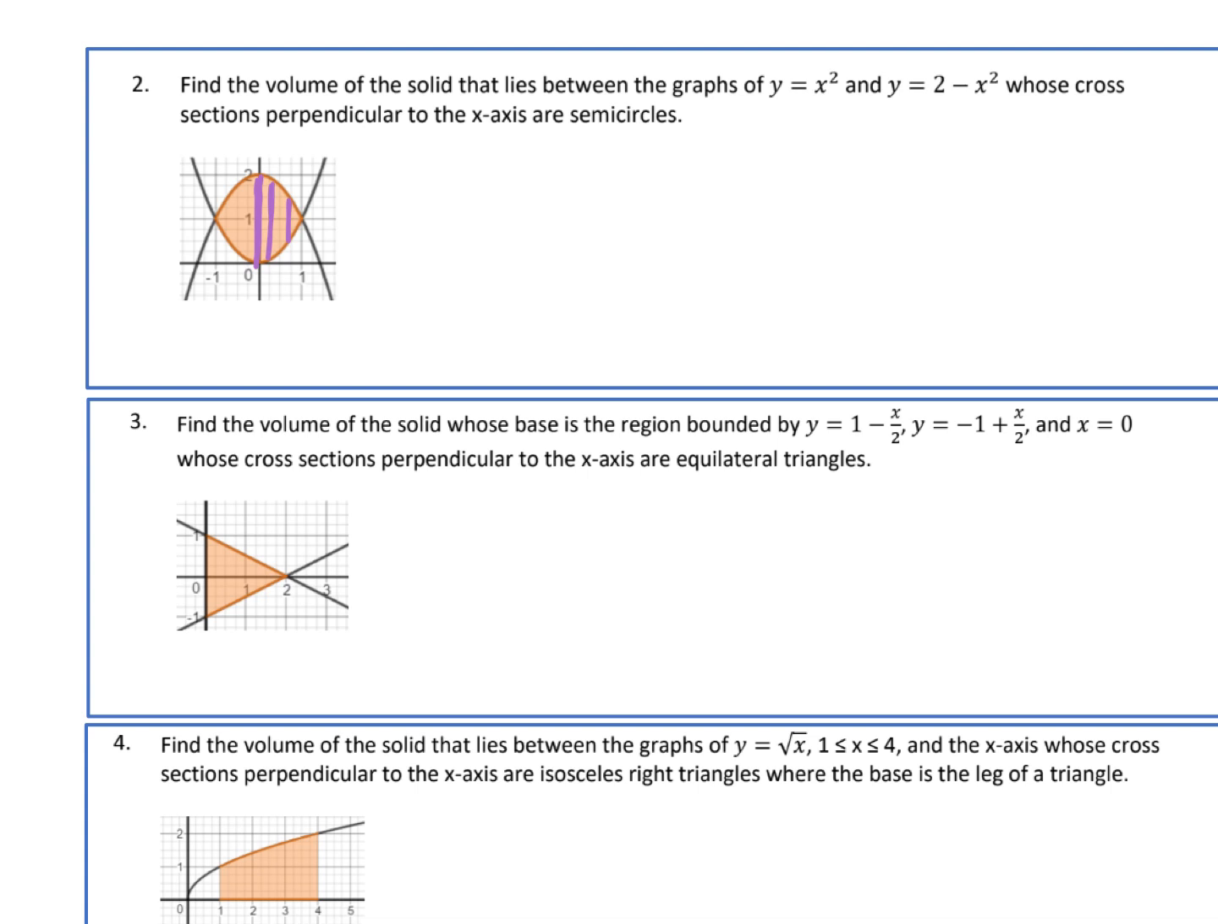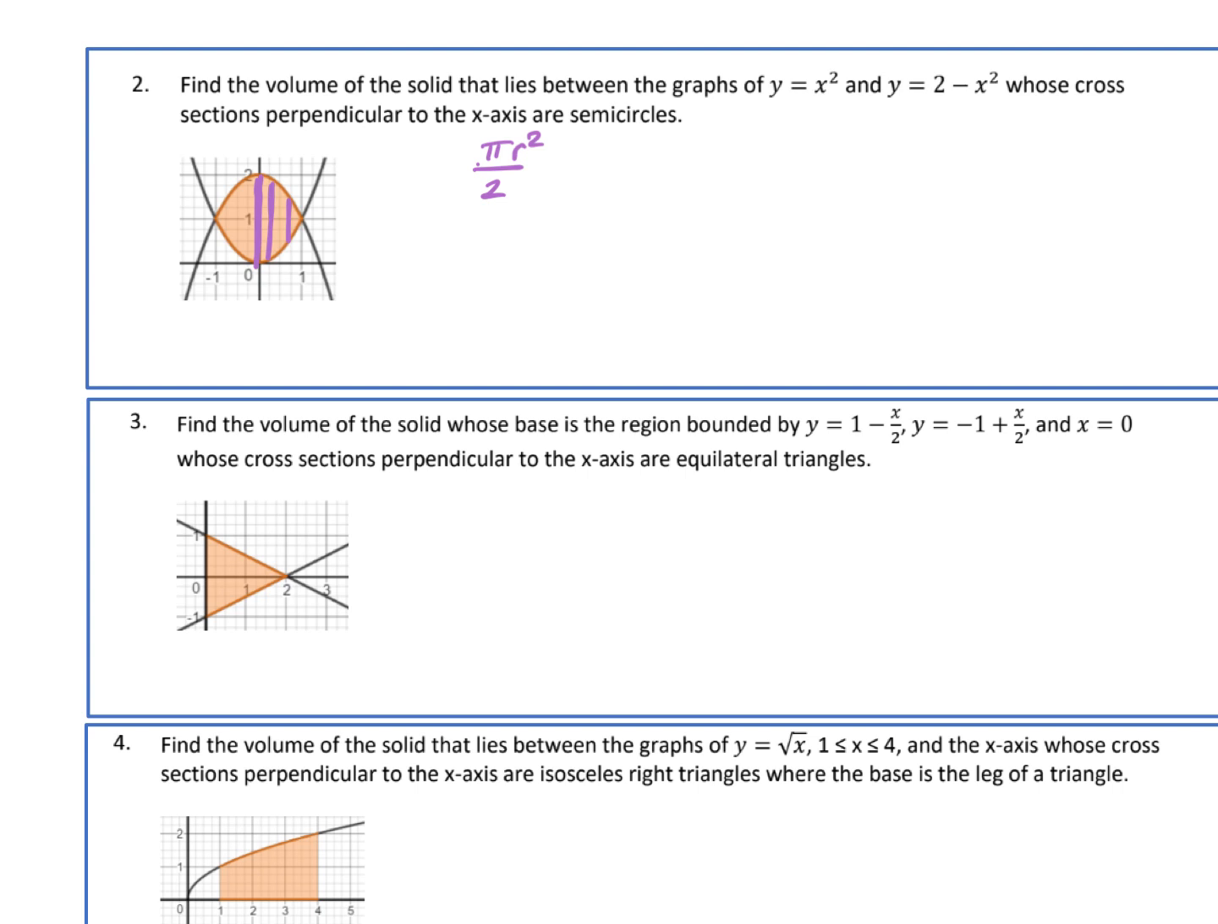So again, we need to find the diameter. I'm going to give you a formula for semicircle, but let's go through the formula. So it's pi r squared over 2. That's the formula for area of a semicircle. And then if we integrate that, we're going to get the volume.